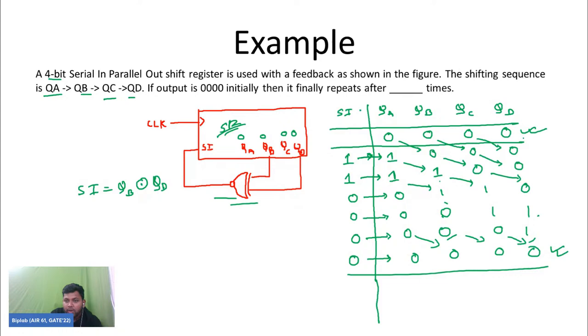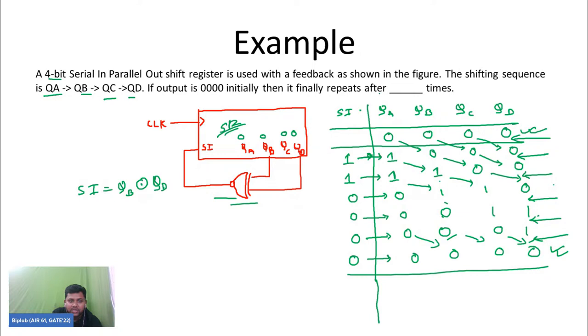Count like this. When you apply one clock cycle, the output changes like this. Here you have applied one clock cycle, the output changes. Second clock cycle, third clock cycle, you have applied, the output changes. Fourth clock cycle, fifth clock cycle, sixth clock cycle. So after applying six clock cycles, you have changed the output.